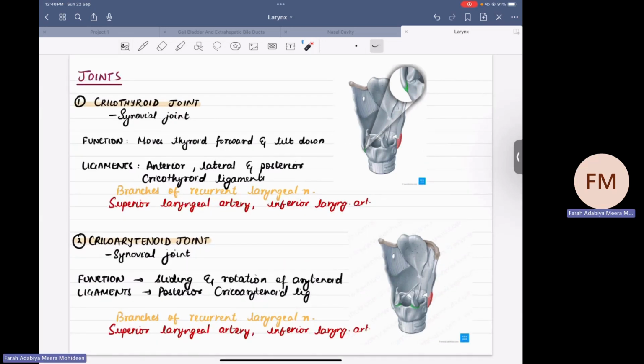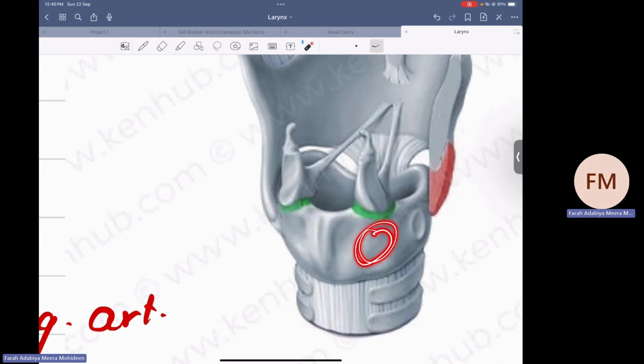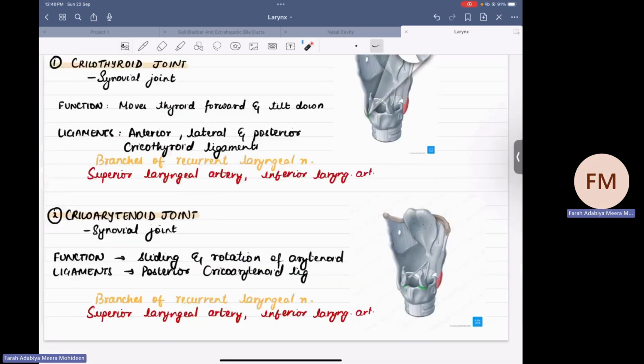Then the ligaments that form this particular joint are your anterior, lateral, and posterior cricothyroid ligaments. And what supplies it is branches from your RLN or recurrent laryngeal nerve, and the superior laryngeal artery and inferior laryngeal artery are the arteries that supply this particular joint. Then you have a cricoarytenoid joint, which is also a synovial joint, as you can see. It's between your cricoid and your arytenoids. This is a synovial joint with the synovial fluid.